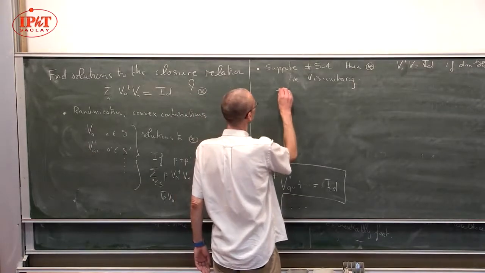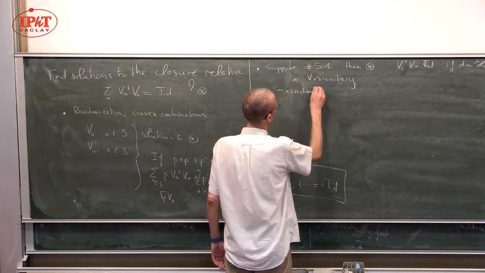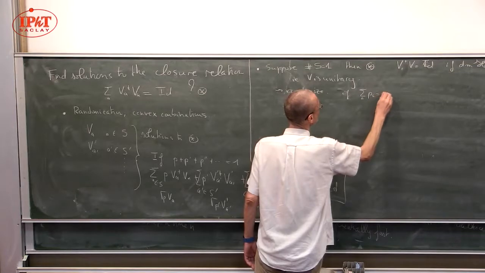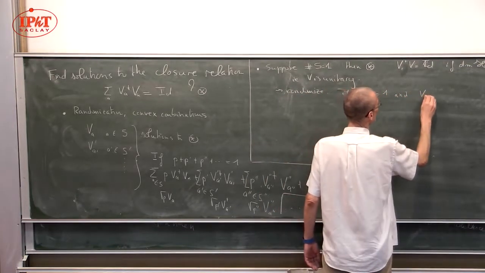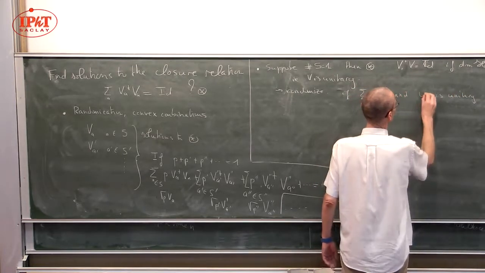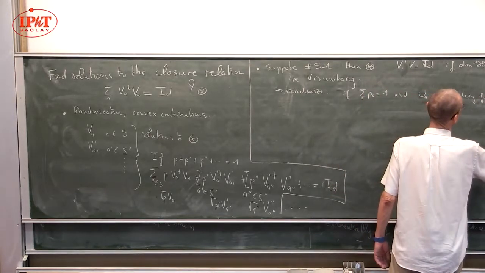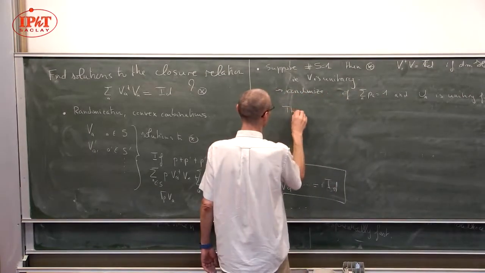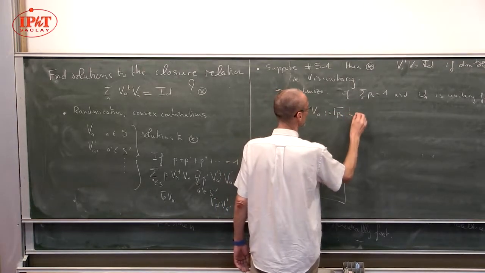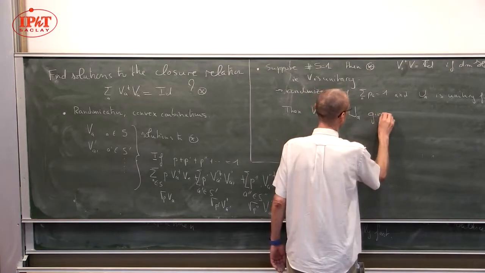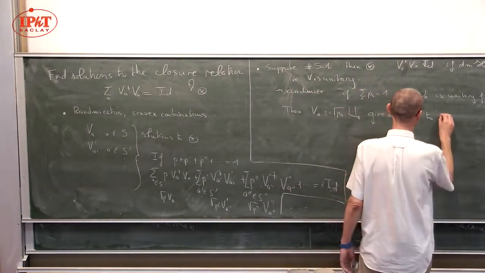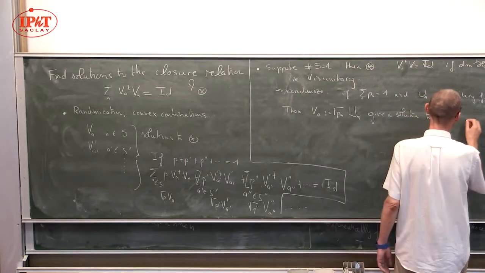And then by randomization, if the sum over A of P_A is equal to 1 and U_A is unitary for each A, then V_A equal to the square root of P_A times U_A gives a solution to star, and you can call this random unitary evolution.